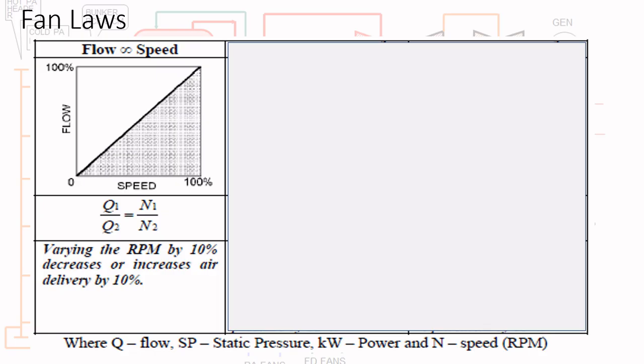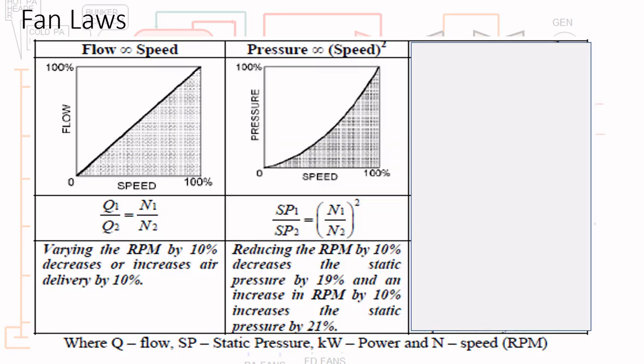In the second graph, you will see pressure versus speed squared. So reducing the RPM by 10% decreases the static pressure by 19%, and an increase in the RPM by 10% increases the static pressure by 21%. So the relation is something like that. The static pressure 1 divided by static pressure 2 will be equal to N1 by N2 whole squared. It's related to the square of the speed.